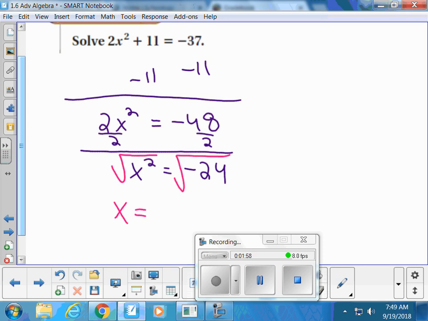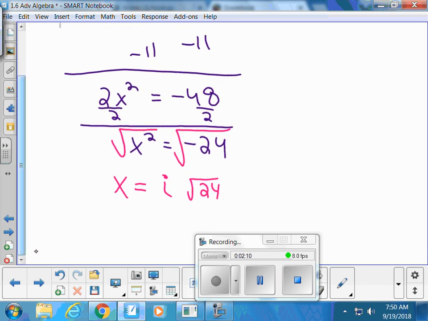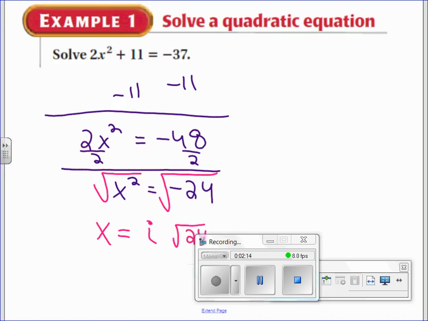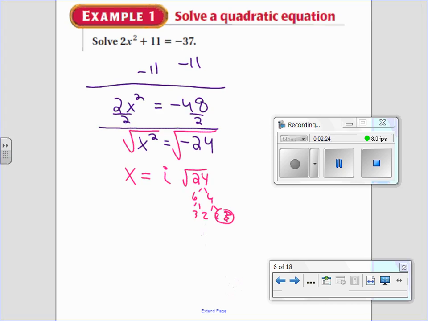The way I picture it is I picture this negative sign kind of popping out front and becoming an i, because the square root of -1 is i. And that can leave me with just a normal square root of 24. And now let's work on breaking guys out of jail. So how can I break this 24 down? 6 times 4. 3 times 2 and 2 times 2. So it looks like the square root of 4 equals 2, so that's why that 2 can get out front.